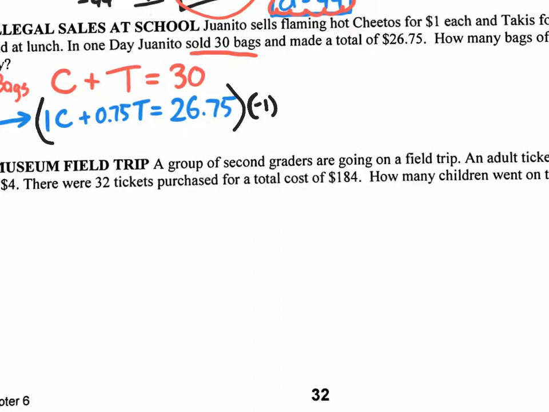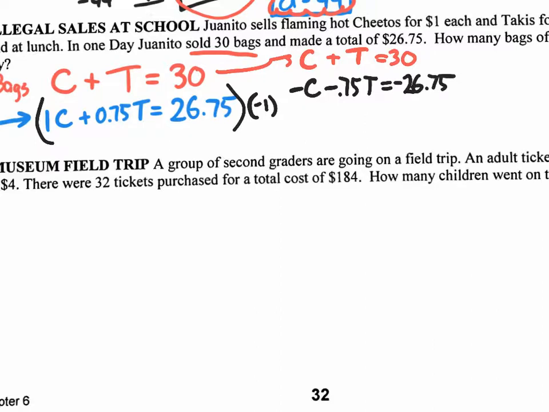So the top equation is going to stay exactly the same. It's going to say C plus T equals 30. And the bottom one's going to change to -C minus 0.75T equaling -26.75. And now that we've modified it, it's ready to do linear combinations to eliminate the C's, the Cheetos.